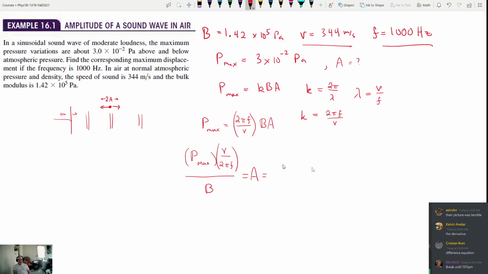So we get pressure max was 3 times 10 to the negative 2 pascals, multiplied by velocity.